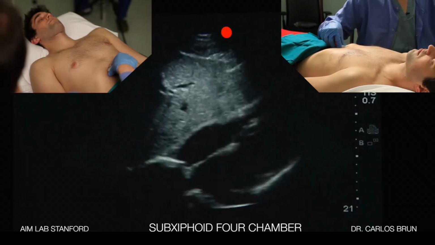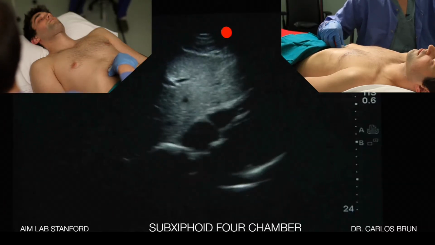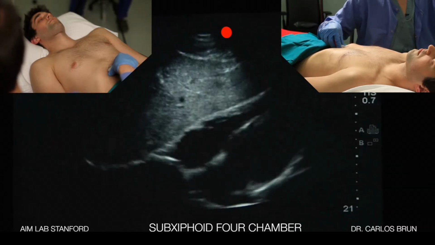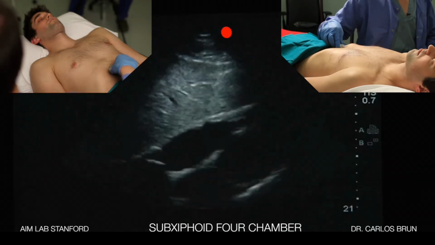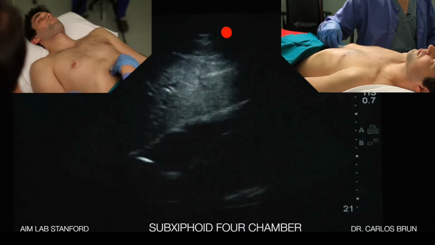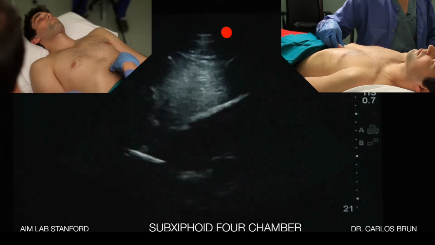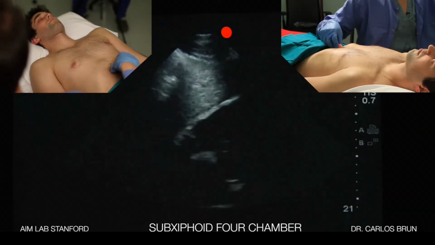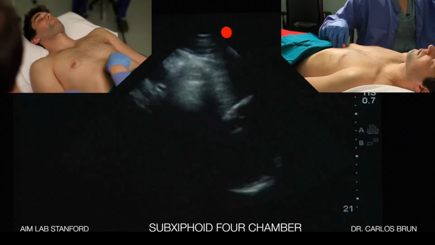Now, if we increase our depth even one more click, sometimes you can see the aorta in this view, not just now, so we'll go back to 20 centimeters. Now, the other thing you can do is actually rotate this probe 90 degrees. If we begin rotating, we're going to start to immediately pick up the aortic valve, and then we have some fallout.